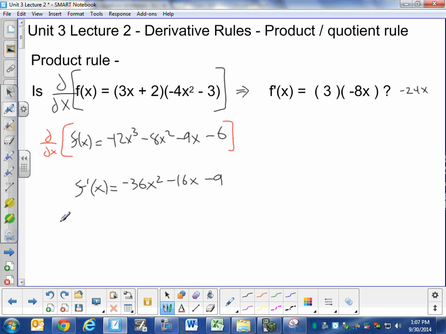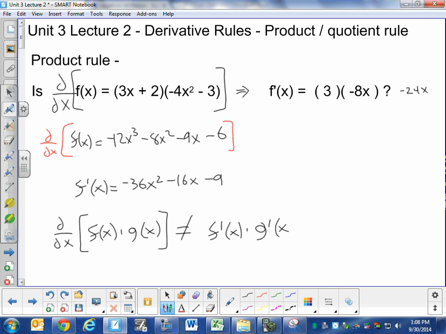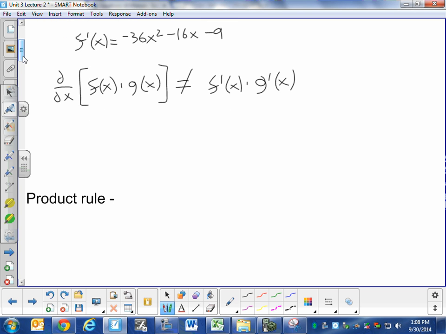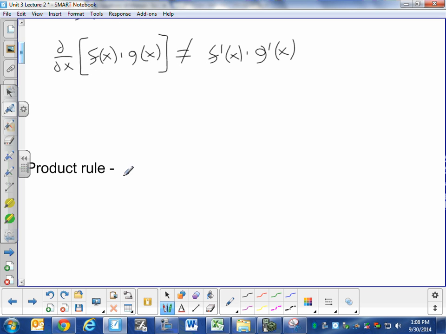So what does this tell us? The derivative of some function times some other function is not the derivative of the first guy times the derivative of the second guy. Instead, and in your book you can see the proof of why this is true, I won't go through it because it's long and tedious.